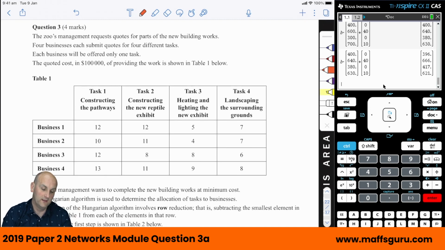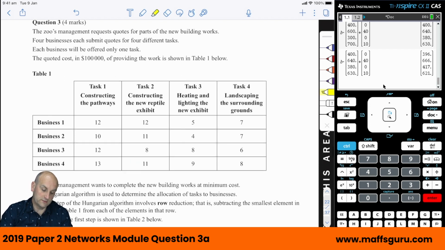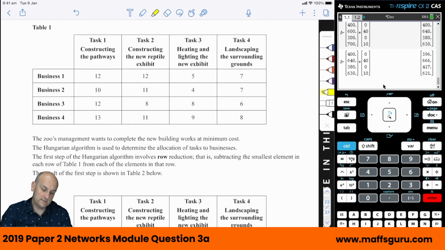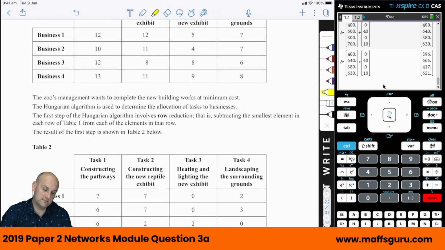The zoo's management request quotes for parts of the new building works. 4 businesses each submit quotes for different tasks. Each business will be offered only one task. The quoted cost in $100,000 of providing the work is shown in table 1 below. The zoo's management wants to complete the new building works at a minimum cost. Of course they do.